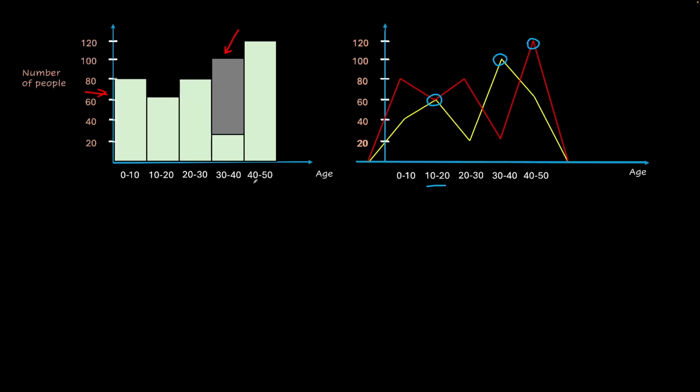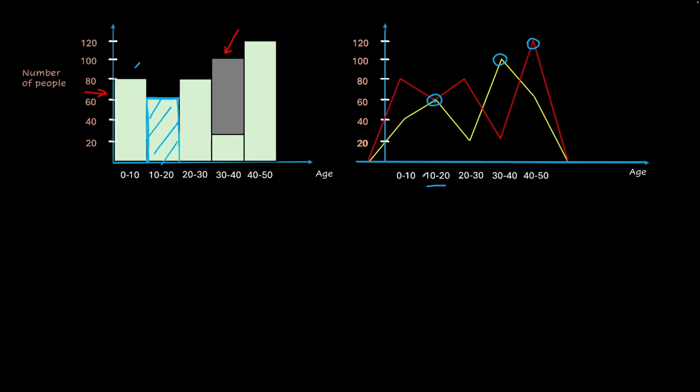And another important difference between histograms and frequency polygons is that in a histogram, you can see that it's a line here. I have to draw a line to represent this particular data set. So for example, if I have to say that 10 to 20 is about 60 people, I'm going to put a line at 60 and make a box like this. But here, in this case, you can see that it's a point. So I put a point.